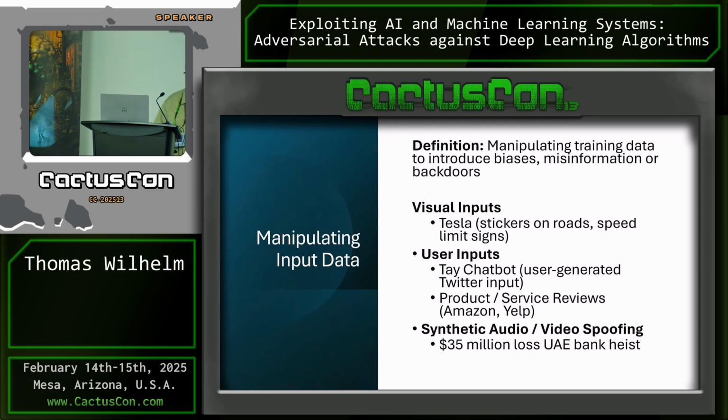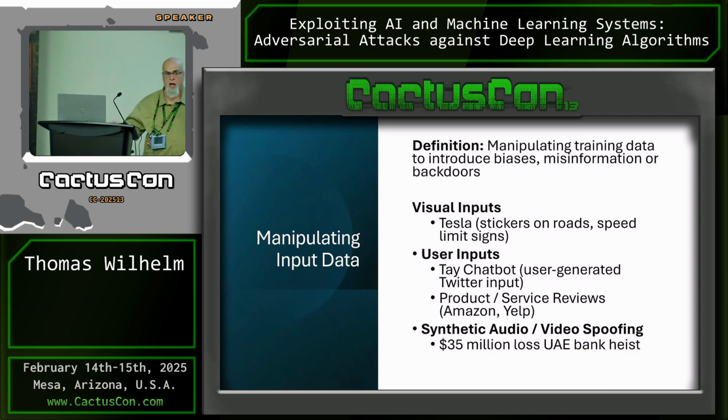It used user-generated Twitter input, like I said. And then there's also product and service reviews, Amazon and Yelp. I'll talk about Amazon here in just a second. And then synthetic audio and video spoofing. Somebody generated an audio of a financial individual high up there that created a $35 million loss for a bank in UAE, right? So they basically had an AI in the background talking to somebody on the phone and convinced them that they were this person and these funds needed to be transferred, et cetera. So this was AI generated and it was interactive. That's cool, right?